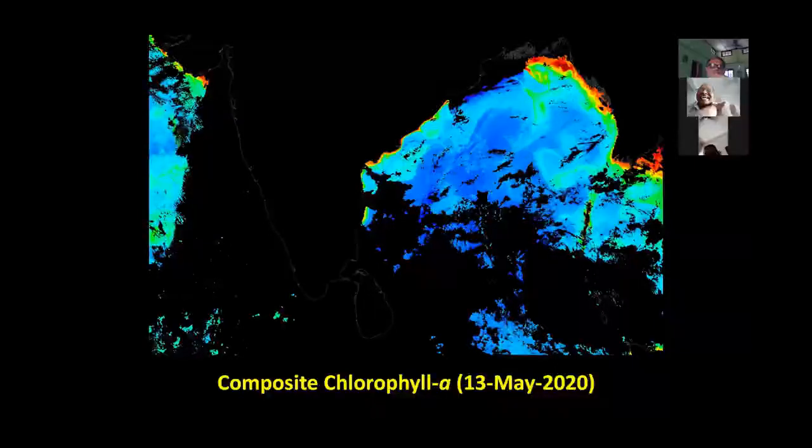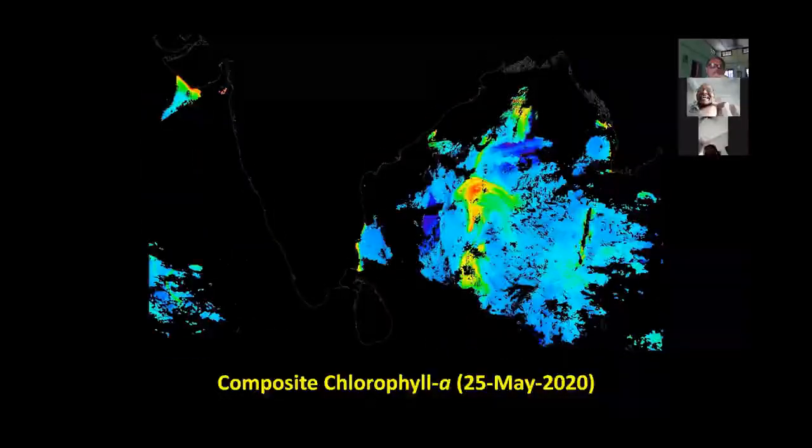Yeah, this is actually chlorophyll. Chlorophyll is nothing but a microscopic organism available in the water, a blue green algae. Now it is actually on 13th May like this. The Amphan cyclone crossed on 20th. Now 22nd, what happened? Next slide. Yeah, see, suddenly blooming happened.